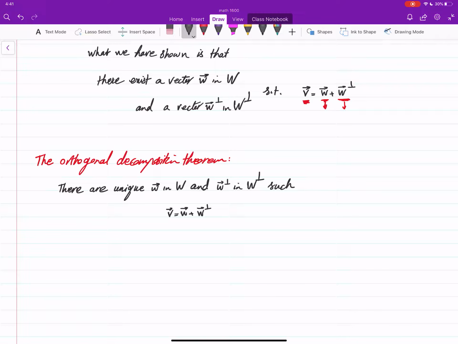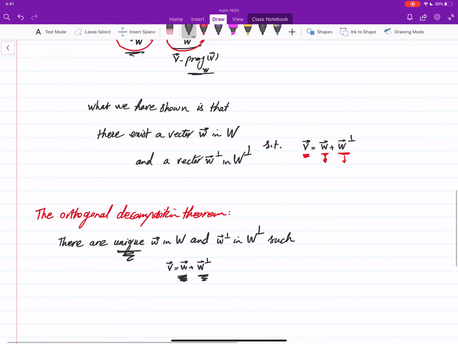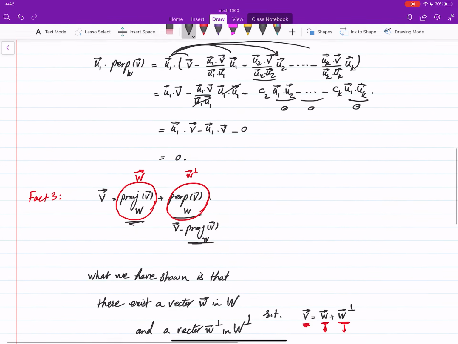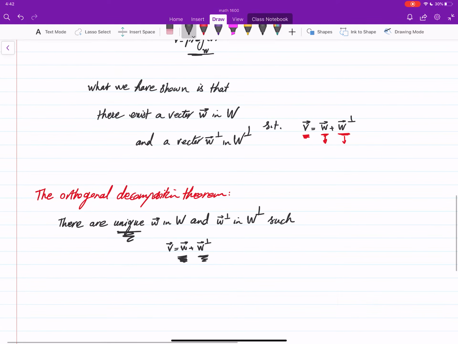But that is the decomposition. I have a vector and a subspace. I can decompose this vector into two pieces. One piece belongs to that subspace. The other piece belongs to the orthogonal complement of that subspace. The orthogonal decomposition theorem says that such a decomposition is unique. So it means that you start with any basis, define the projection as we have, you will find vector w, and then perp of that will be w perp.